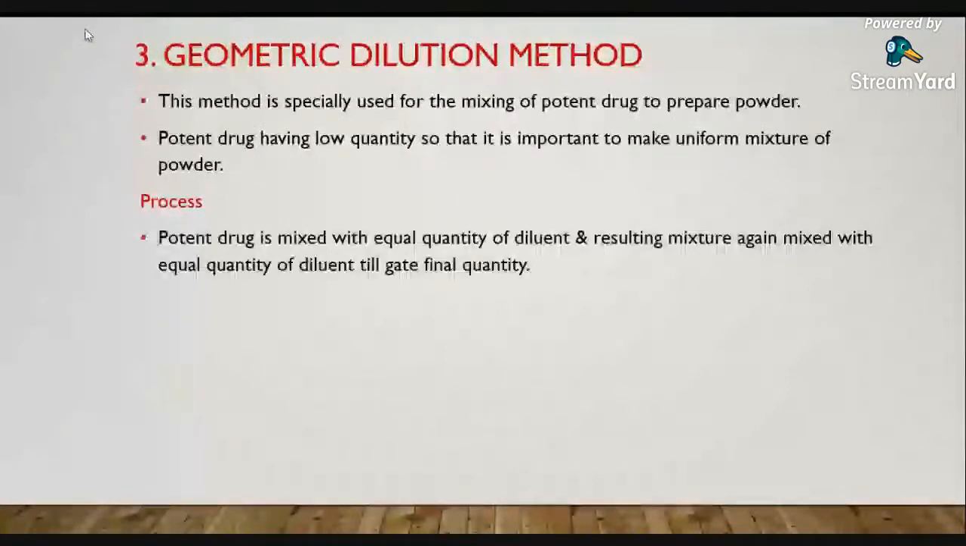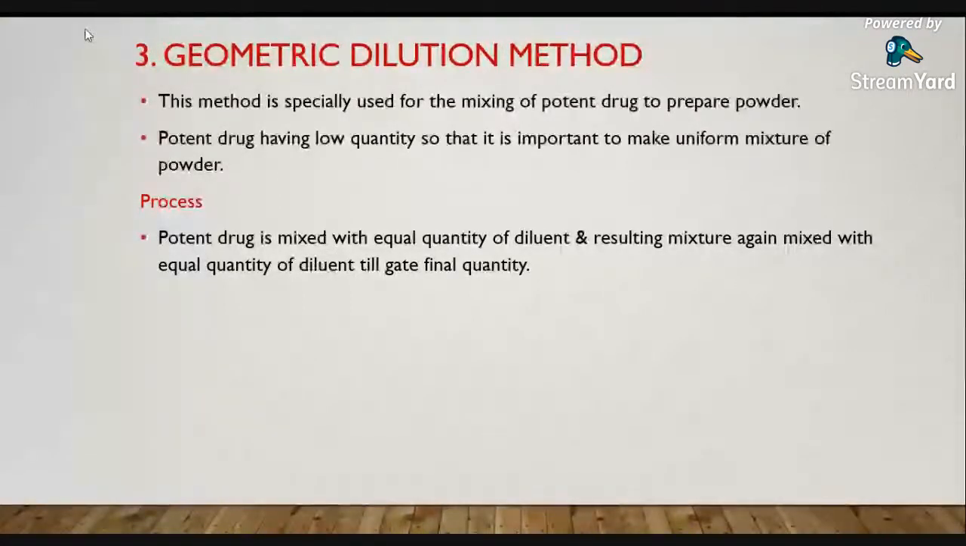In this method, first we weigh the potent drug. Suppose we are taking 100 gram of potent drug, and then that 100 gram of potent drug will be mixed with 100 gram of diluent. Means what? Potent drug is mixed with equal quantity of diluent. Example, potent drug is 100 gram, then we have to weigh a diluent 100 gram and then mix both uniformly, and the resulting mixture will be the quantity of how many? 200 gram. Okay, we'll have 100 gram of potent drug and diluent of 100 gram, and after its mixing we will get 200 gram of mixture.